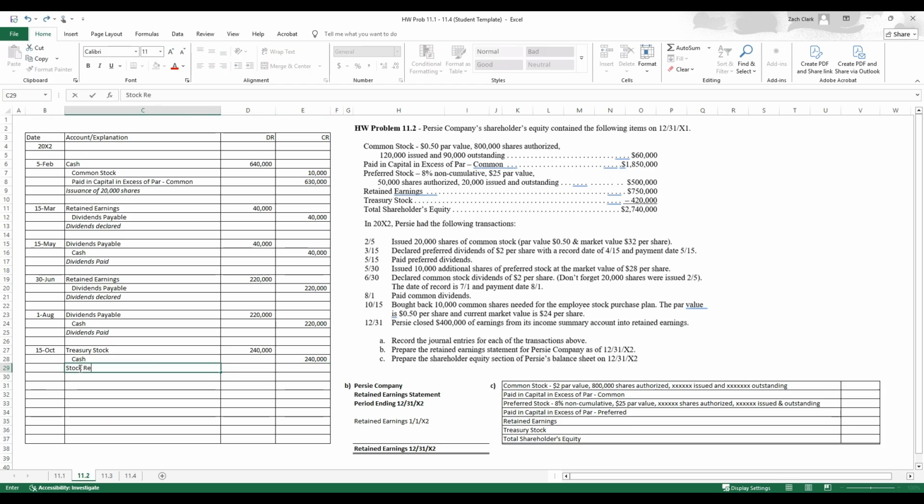This is stock repurchase. Let's get our format painter there. That looks funny. I think repurchase is one word. Yeah, let me spell check that.